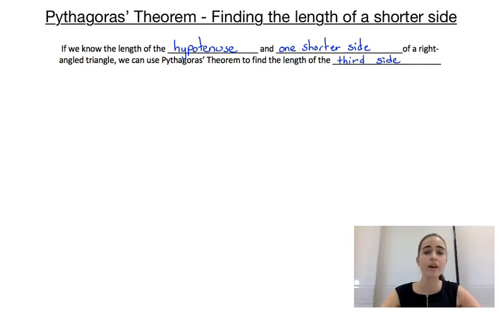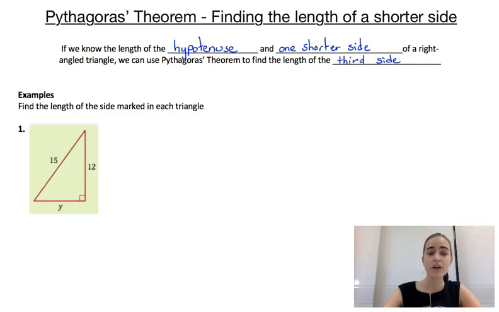In this video, I want to have a look at how we can use Pythagoras' theorem to find the length of one of the shorter sides in a triangle. So if we're given a problem where we know the length of the hypotenuse and we also know the length of one of the shorter sides, then we can use Pythagoras' theorem to find the length of the third side, which is the second shorter side. So let's have a look at some examples.